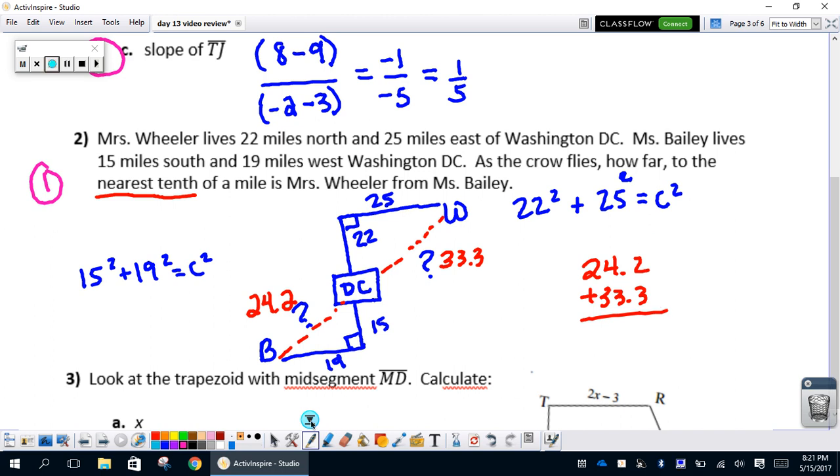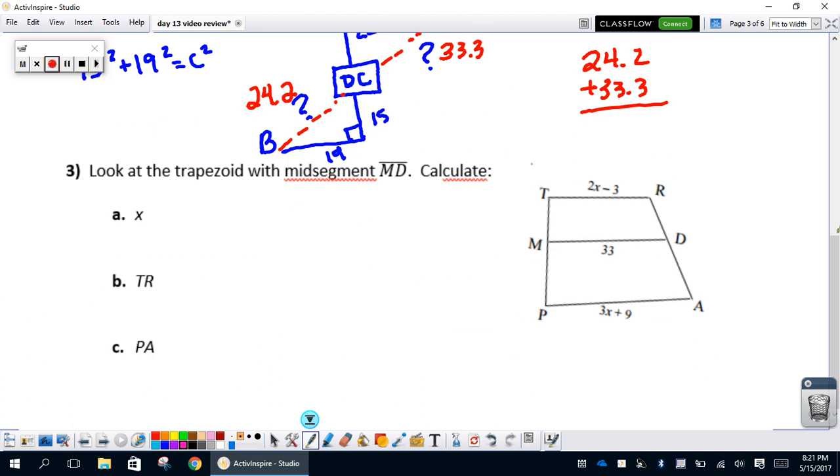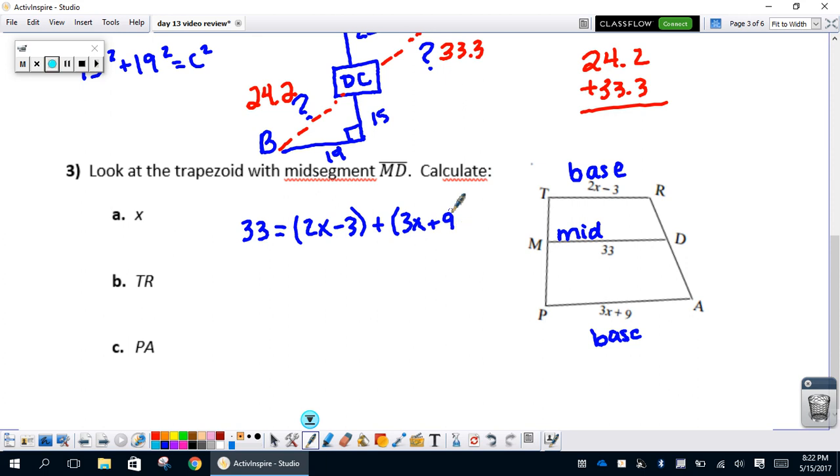All right, number 3, looking at mid-segments. That's our most recent topic. So in order to find x, what I would first do is identify 33 as the mid-segment, TR is the base, and PA is the base. So you know your mid-segment equals the average of your bases. So (2x minus 3 plus 3x plus 9) divided by 2. So before we do anything, it will be a good idea if we combine those terms, since they all can be combined. We have 33 equals 2x plus 3x, 5x. Negative 3 plus 9 is 6, divided by 2.